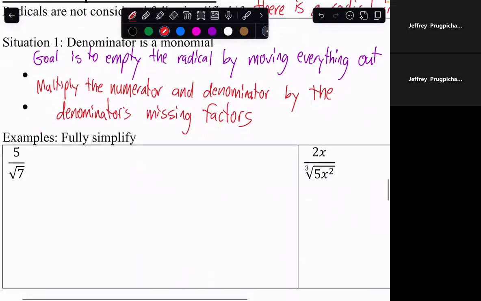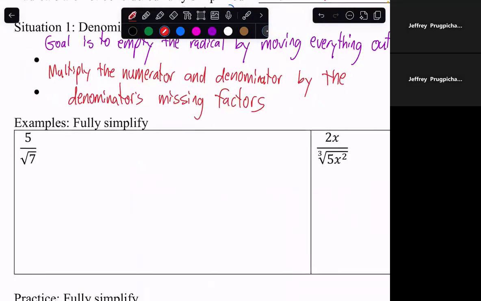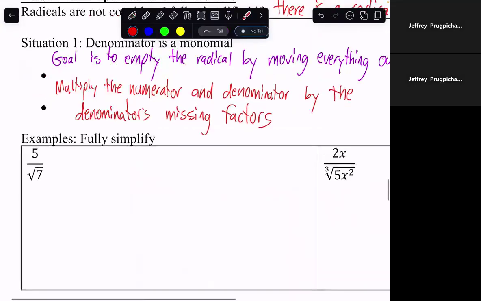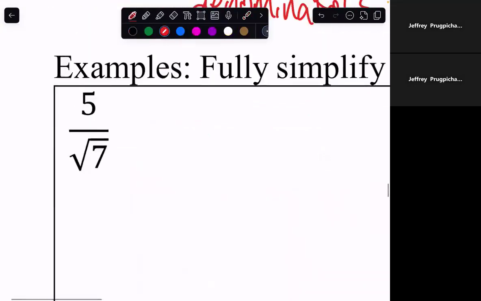Okay, so I think this will make sense once we do these next two examples. Looking at this first problem, 5 over the square root of 7, we cannot move the 7 out. It's 7 to the invisible first power, but we know that a radical is a square root. So we're going to multiply by something. Let's just do times a blank fraction for now.